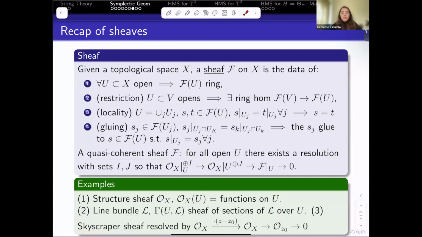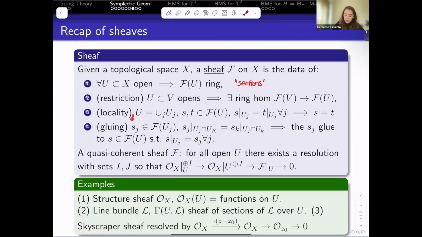The way I think about sheaves is as sections of vector bundles. Given a topological space X, a sheaf is the data of, for every open set in X, a ring, which we can think of as sections of a vector bundle over that open set. If we have one open set V inside another, U, then we have a restriction map of sections on U restricting to sections on V.